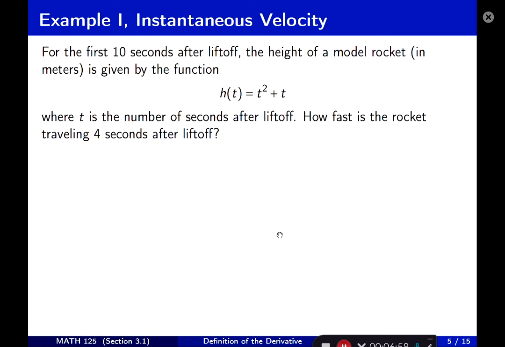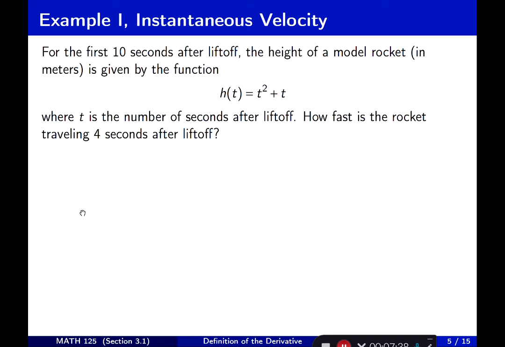Example 1, instantaneous velocity. For the first 10 seconds after liftoff, the height of a model rocket in meters is given by the function h of t equal to t squared plus t, where t is the number of seconds after liftoff. How fast is the rocket traveling 4 seconds after liftoff? So we're trying to find the derivative of h because we're trying to find the instantaneous velocity, and h of t gives you the distance.